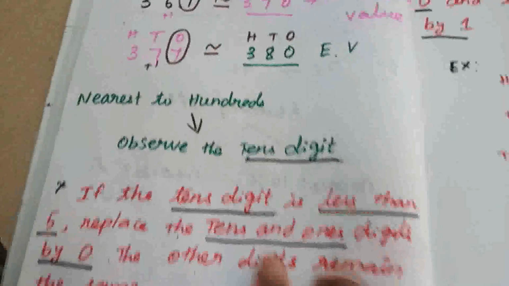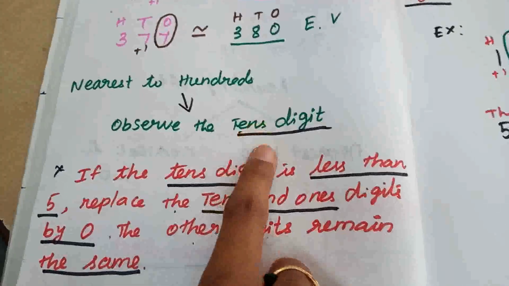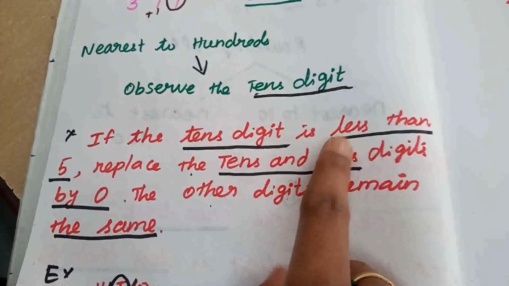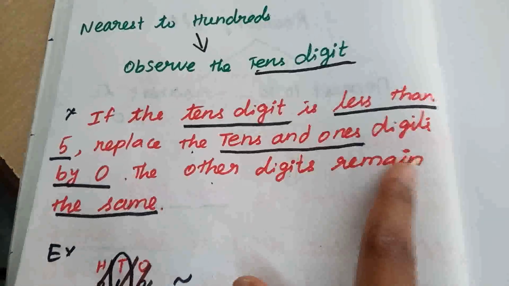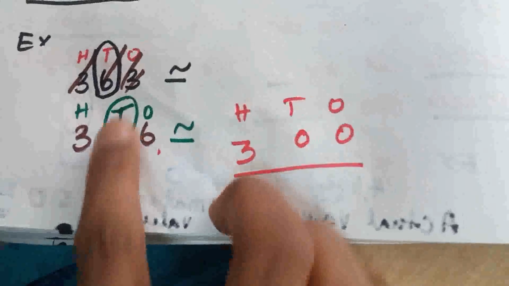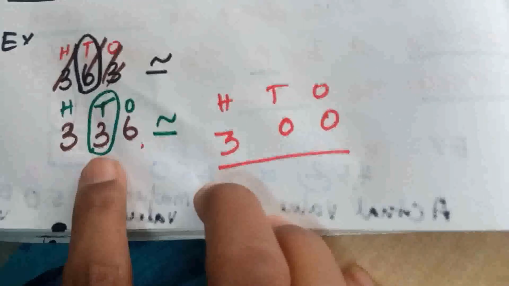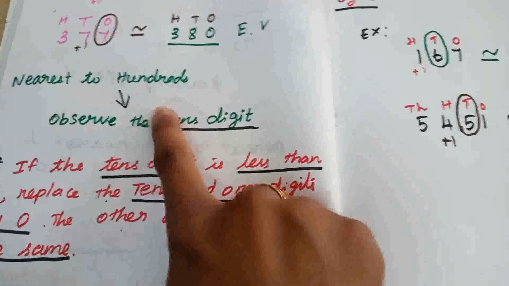Okay, the last one is the nearest to 100. Nearest to 100 means you have to observe the tens place. This is the first rule. If the tens place is less than 5, you replace the tens and ones places by 0. The remaining digits you write as they are. So see, in the tens place there is 3. 3 is less than 5. So you put 0 in the tens and ones places, and the remaining digits you write as they are. So this is the first rule for nearest to 100.